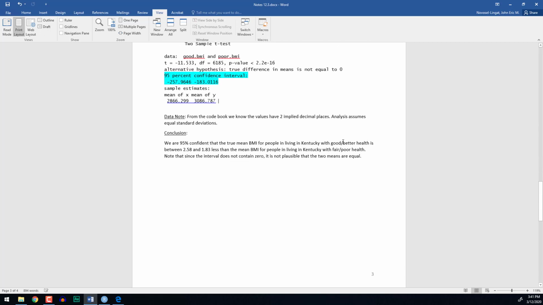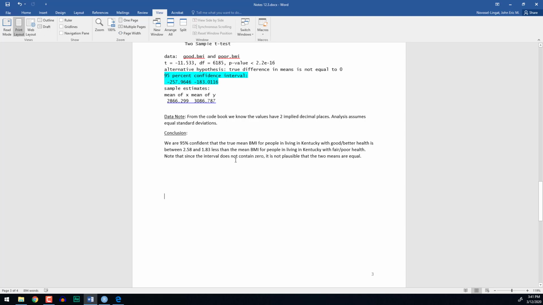So in conclusion, we are 95% confident that the true mean BMI for people living in Kentucky with good or better health is between 2.58 and 1.83 less than the mean BMI for people living in Kentucky with fair or poor health. Notice the reason that I have less here in the interpretation is because these values were negative.